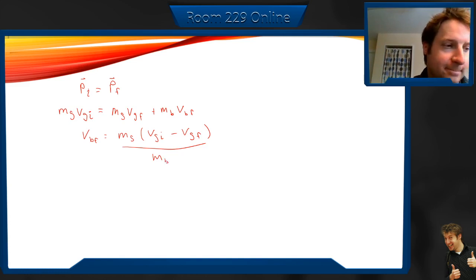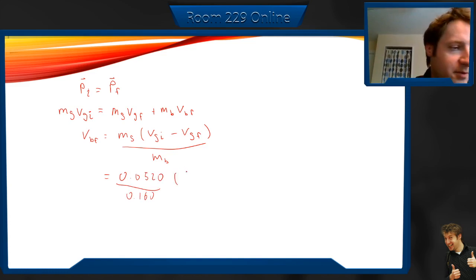If I work that all out, I get 1.02 meters per second. Actually, let's just put all the numbers in. I've got to be a bit more careful here. So the ratio is going to be 0.0520, that's the mass of the golf ball, over 0.160 for the billiard ball. And excuse me for being a bit messy.